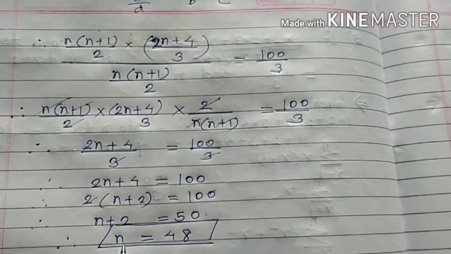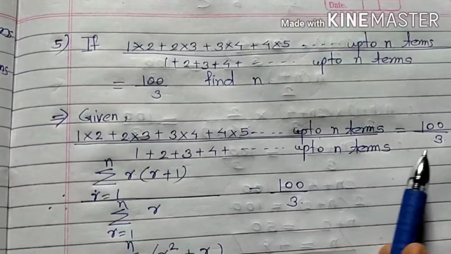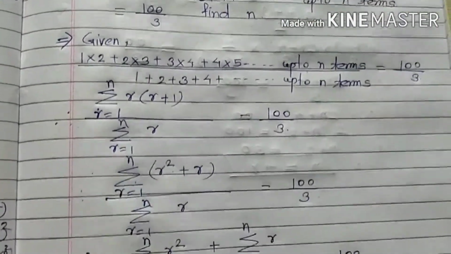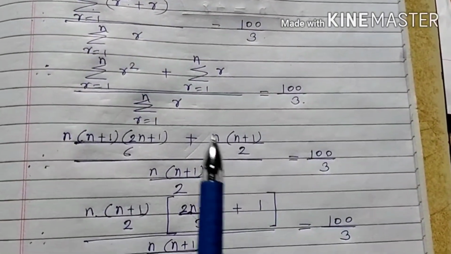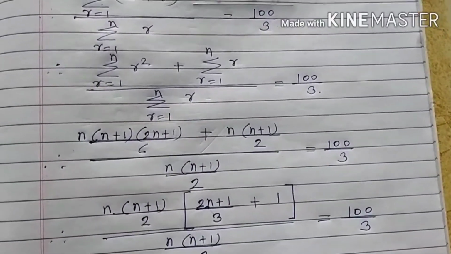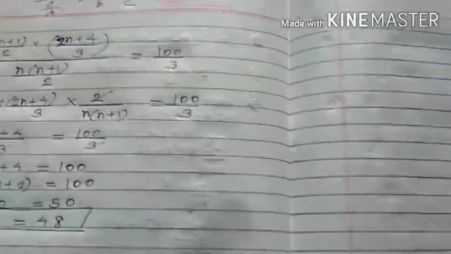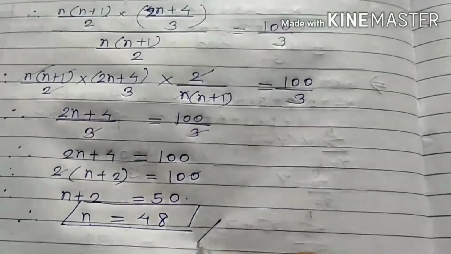So here we have to find n, which is 48. From the given equation, first we write the summation, then we separate that summation, then we use the formulas for the summations, and by simple calculation we get n equal to 48 as our answer.